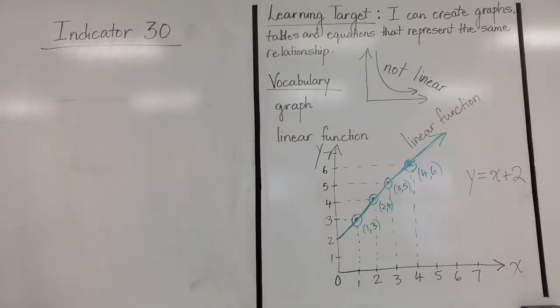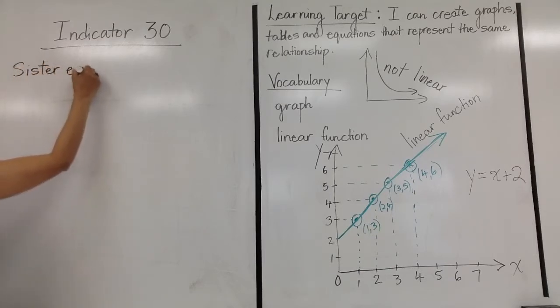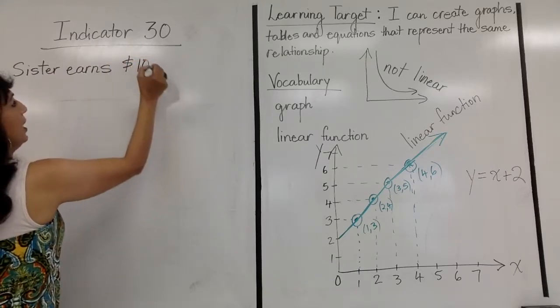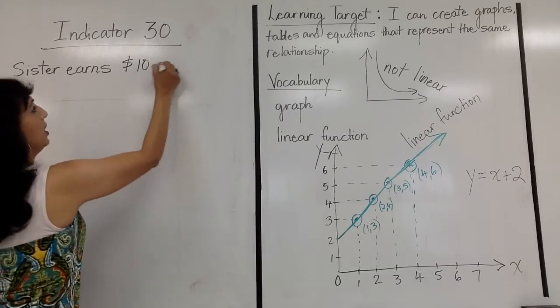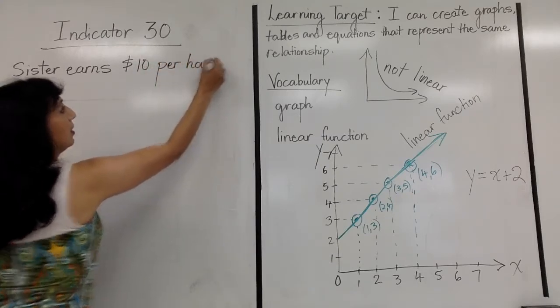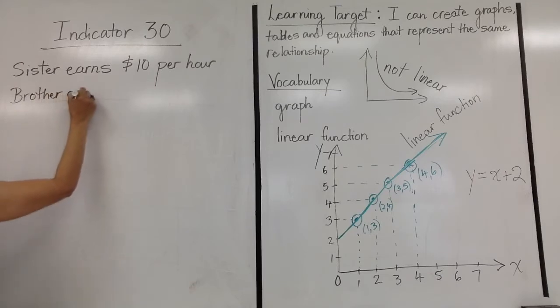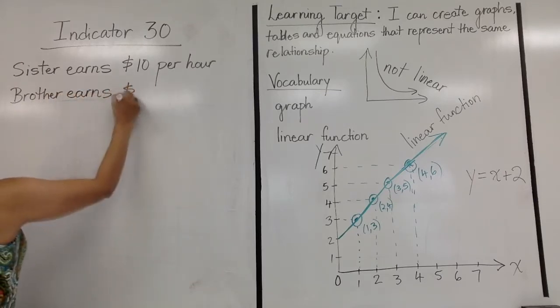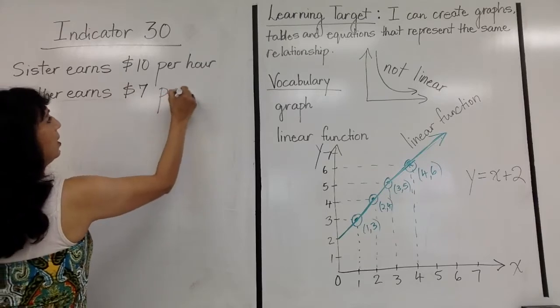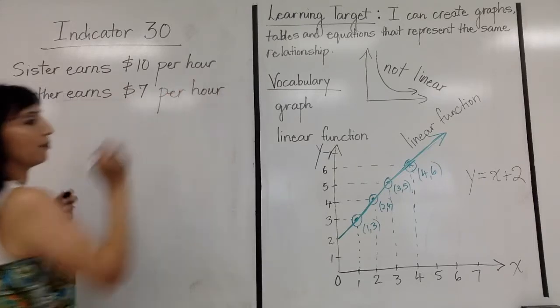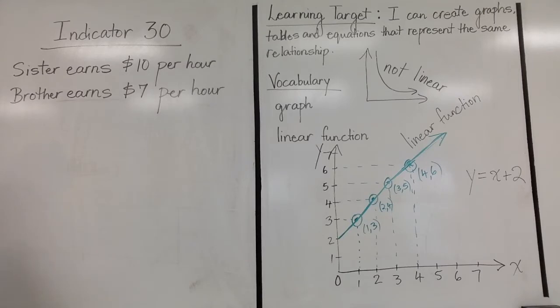All right. So your sister earns $10 per hour. Okay. $10 per hour. And your brother earns $7 per hour. Okay, whose graph will be steeper?